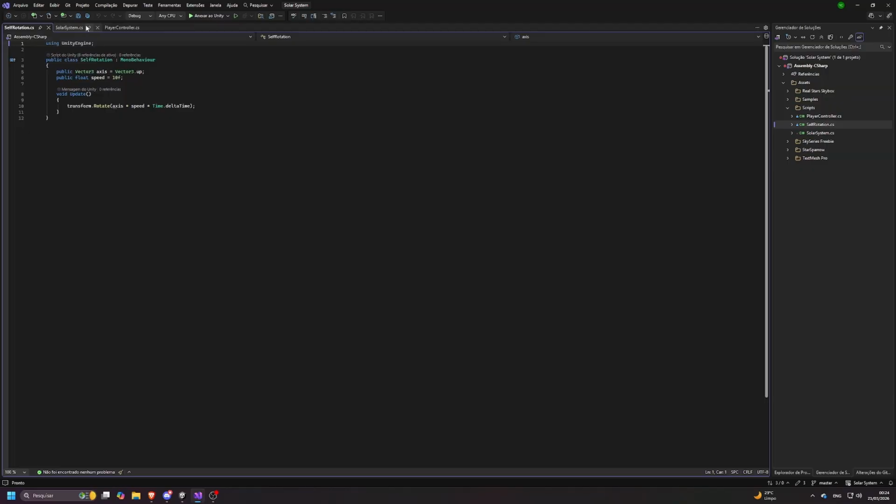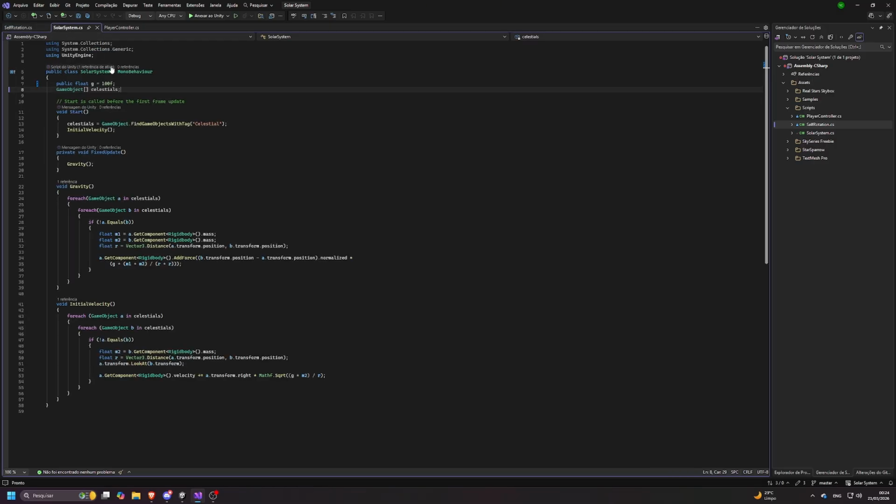Here I define two main values: the rotation axis, which is set to the y-axis by default, and the rotation speed. Then, inside the Update, I use transform.Rotate together with Time.deltaTime to make the object rotate continuously in a smooth and frame rate independent way. In short, this script makes each planet spin around its own axis.